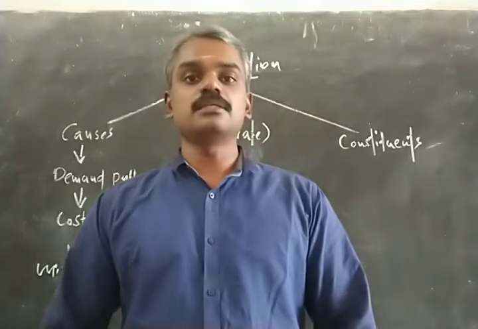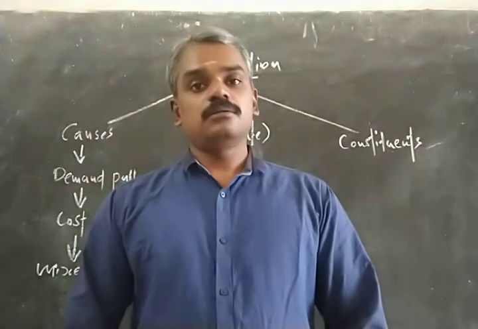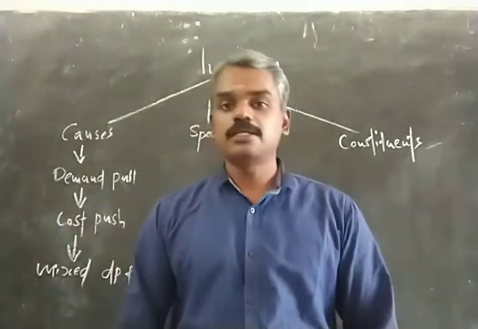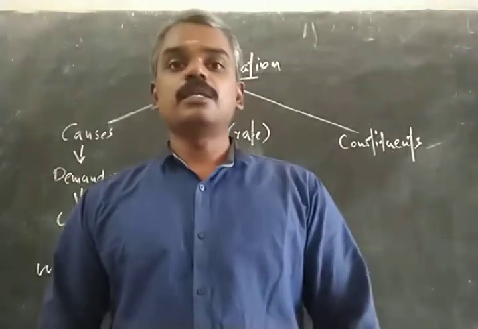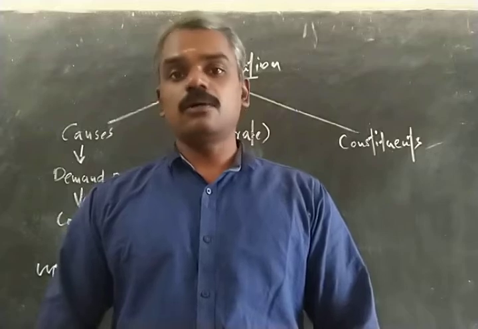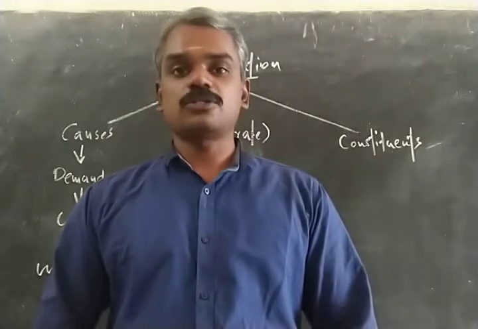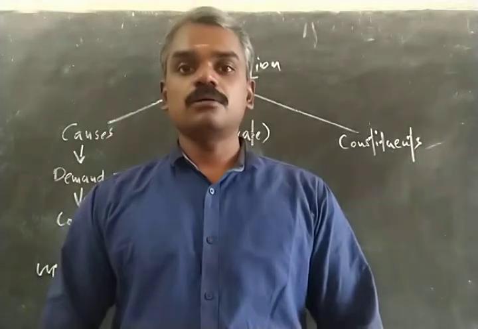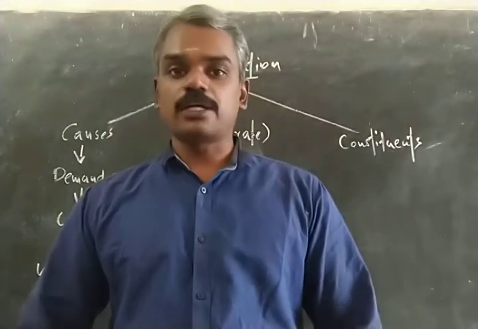Suppose there was an increase in demand due to an increase in the autonomous investment or due to an increase in money supply, then what happens? Then obviously prices will increase, and this will also lead to increase in the cost of production of commodities due to higher prices of inputs, and so there is a pressure from cost side also.